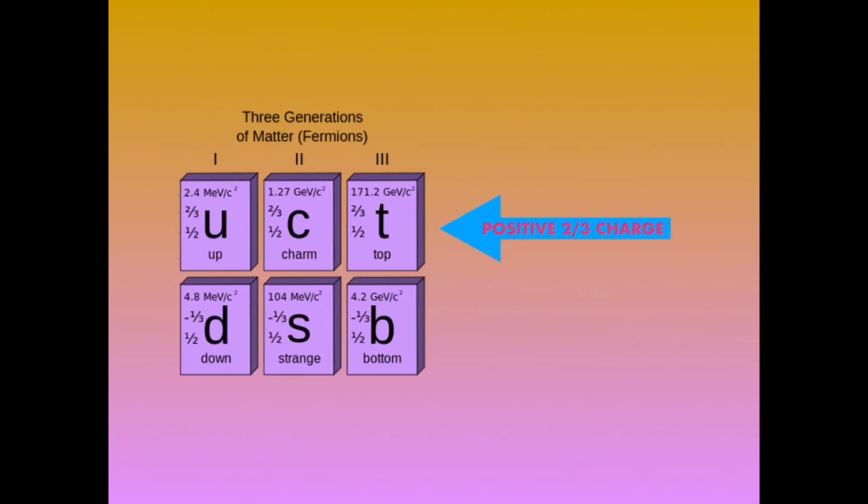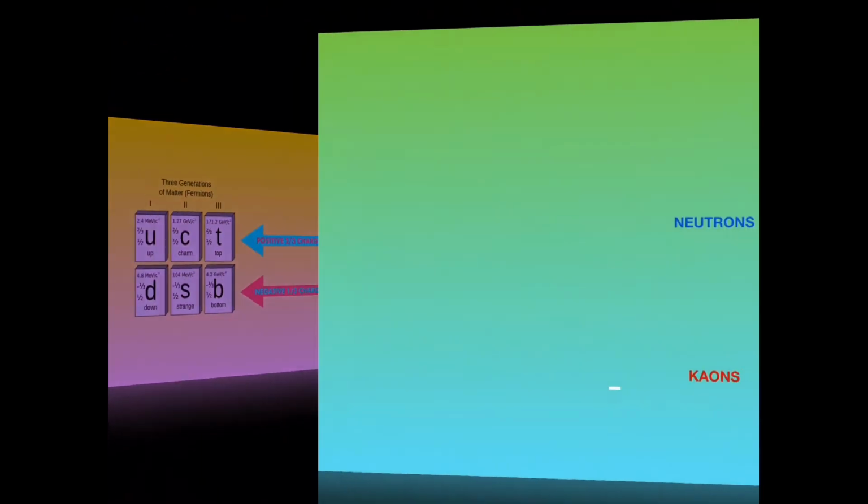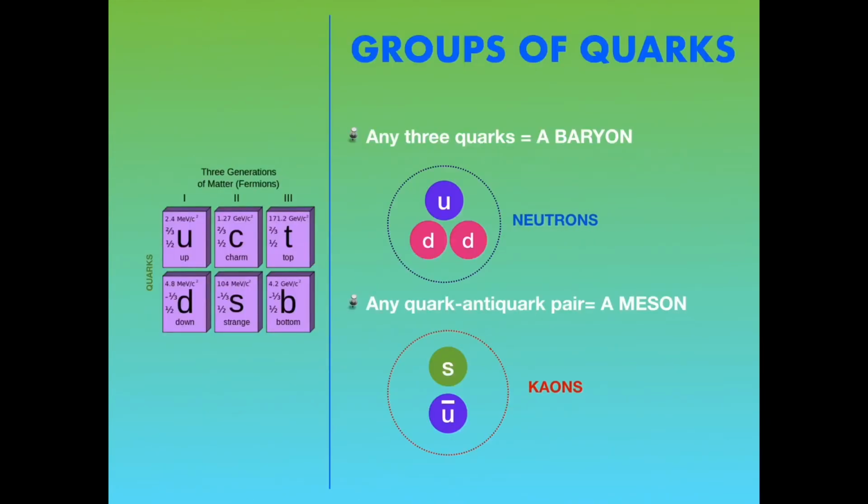Now we ought to know that up-type quarks have a charge of positive 2/3 and down-type quarks have a charge of negative 1/3. Now do remember that all these charges that we're talking about are relative to the charge of an electron. Quarks also have the ability to form different types of groups.